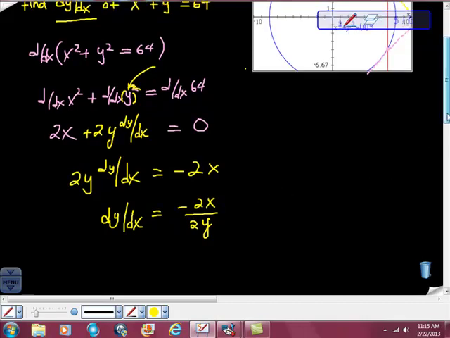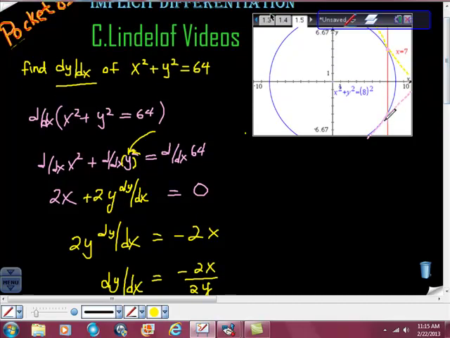And if you look at that, it makes perfect sense, because here we see that the slope of this equation is positive, but the slope at this other x value is negative. So we'd have to be able to sort that all out, wouldn't we?